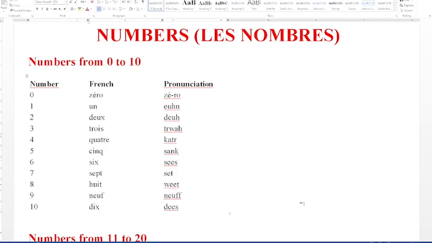Numbers are very important when it comes to the French language, because it's a basic thing. You must know it. If you want to talk about age, money, time, dates, a lot of things, you need numbers. So I want to use my time now and explain numbers from basic level to advanced level.